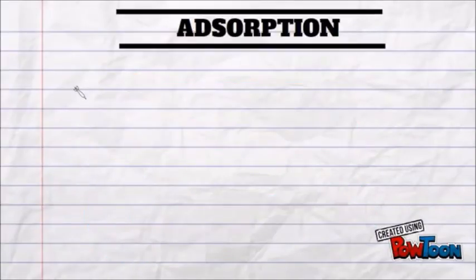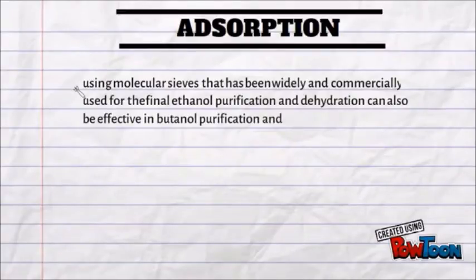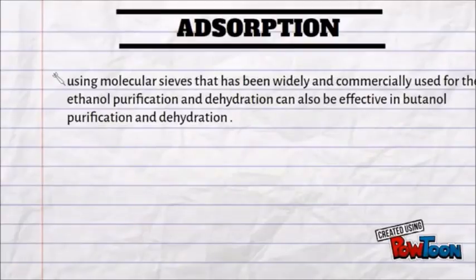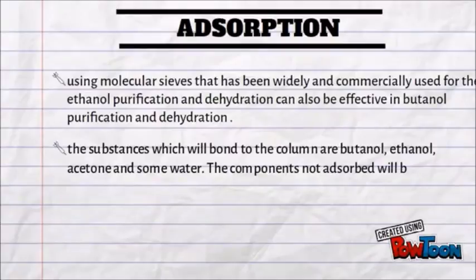Lastly is adsorption. Adsorption technology, specifically molecular sieve, has been widely and commercially used for the final ethanol purification and dehydration. It can also be effective in butanol purification and dehydration. In the case of butanol production, the substances which bond to the column are butanol, ethanol, acetone, and some water. The components not adsorbed will be taken back to the fermenter. Thus, the fermentation process can be run continuously.